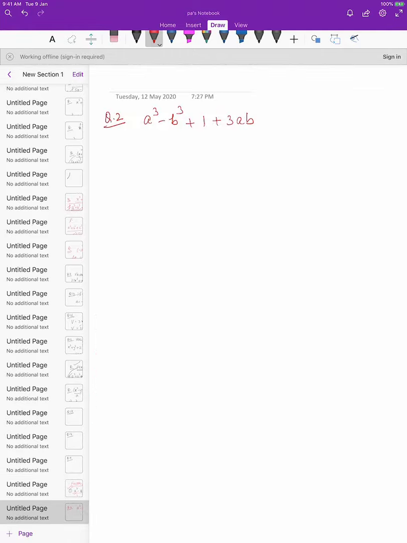Don't miss out these terms, like 1, or only 27 is written, or 64 is written, or 343 is written. It means they are the cubes of some numbers, so they can also be treated as a cubic term. So what should I do here? I will write this expression as a cube plus minus b whole cube plus 1 cube.